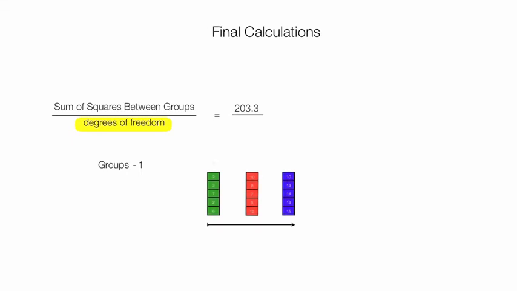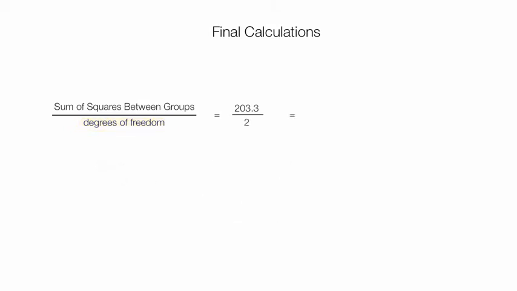Now we're into the final calculations. I take the sum of squares between groups divided by the degrees of freedom, which is equal to 203.3 divided by the degrees of freedom, which is groups minus 1. So I have 1, 2, 3 groups. So I have 3 minus 1, and that's equal to 2. And this is equal to 101.667.